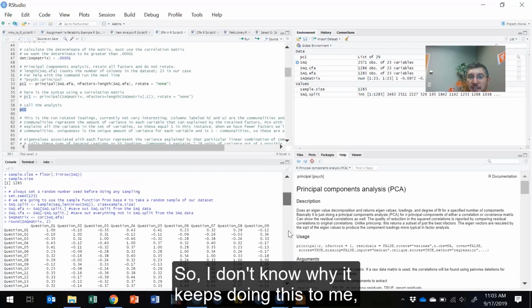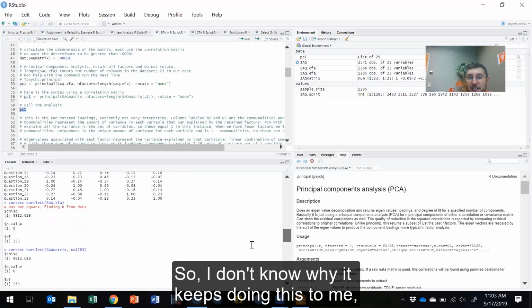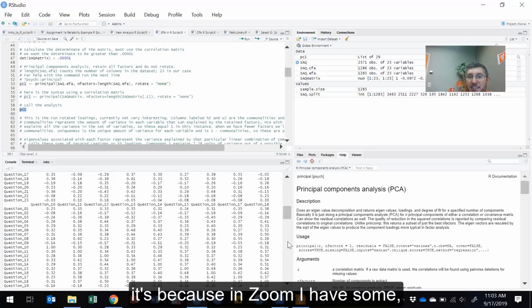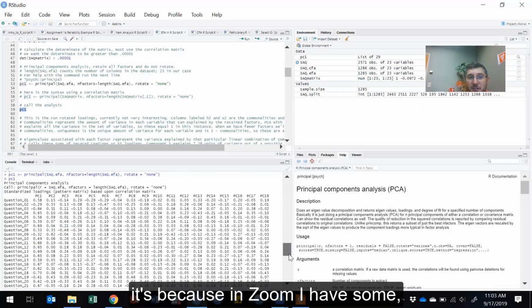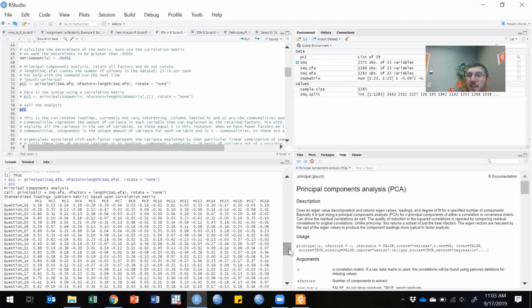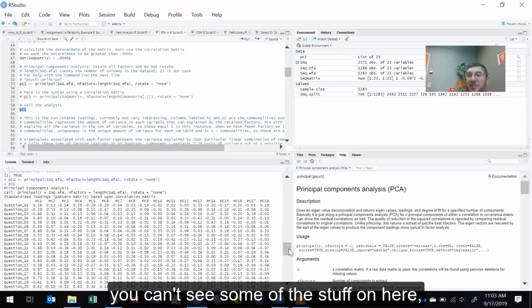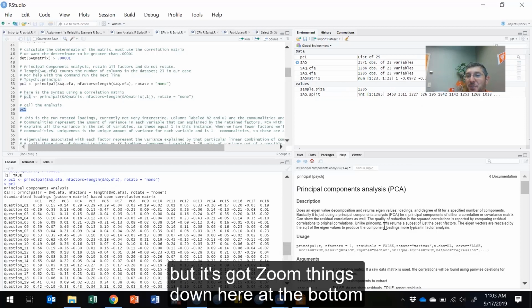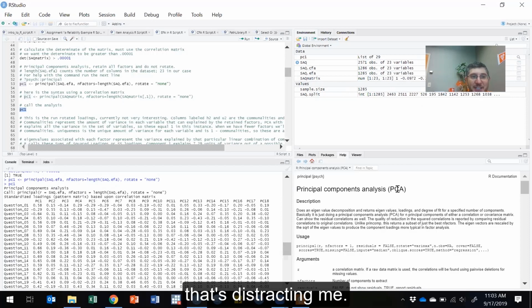I don't know why it keeps doing this to me. It's because in Zoom I have some, okay, here we go. You can't see some of the stuff on here, but it's got Zoom things down here at the bottom that's distracting me.